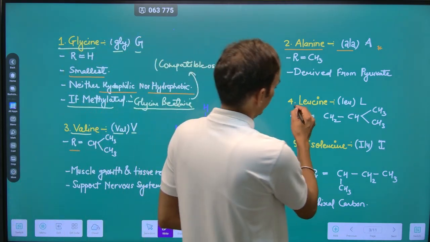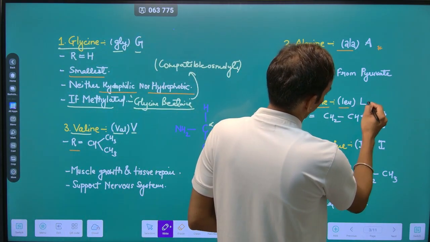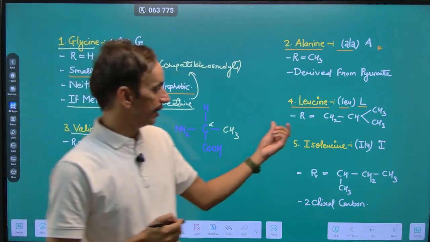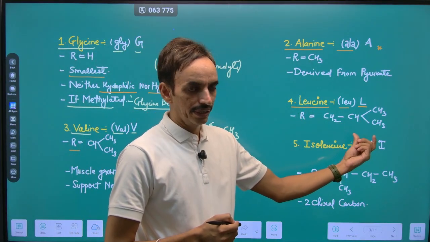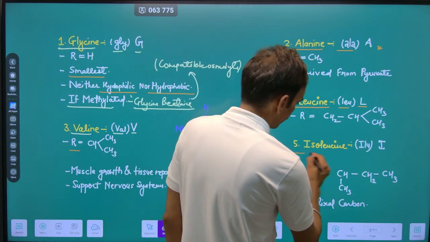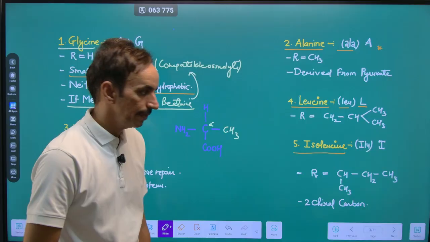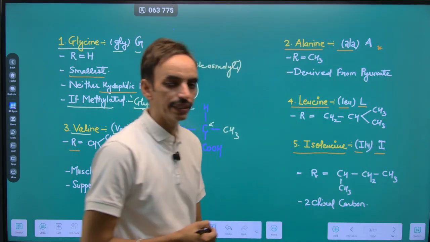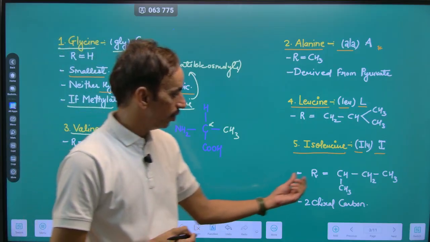Next is the leucine. Leucine is abbreviated as LEU and it is denoted by the alphabet L. Here the value of R is this. Next type of amino acid is the isoleucine. Isoleucine is abbreviated as ILE and it is denoted by the alphabet I. Here the value of R is this.